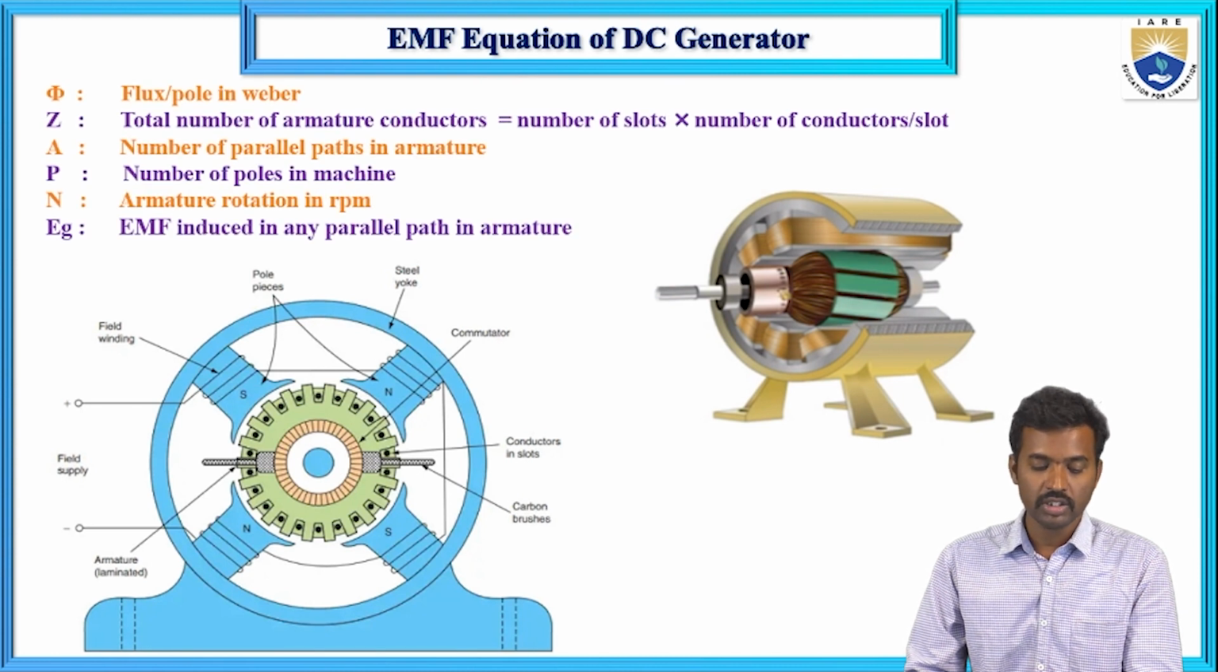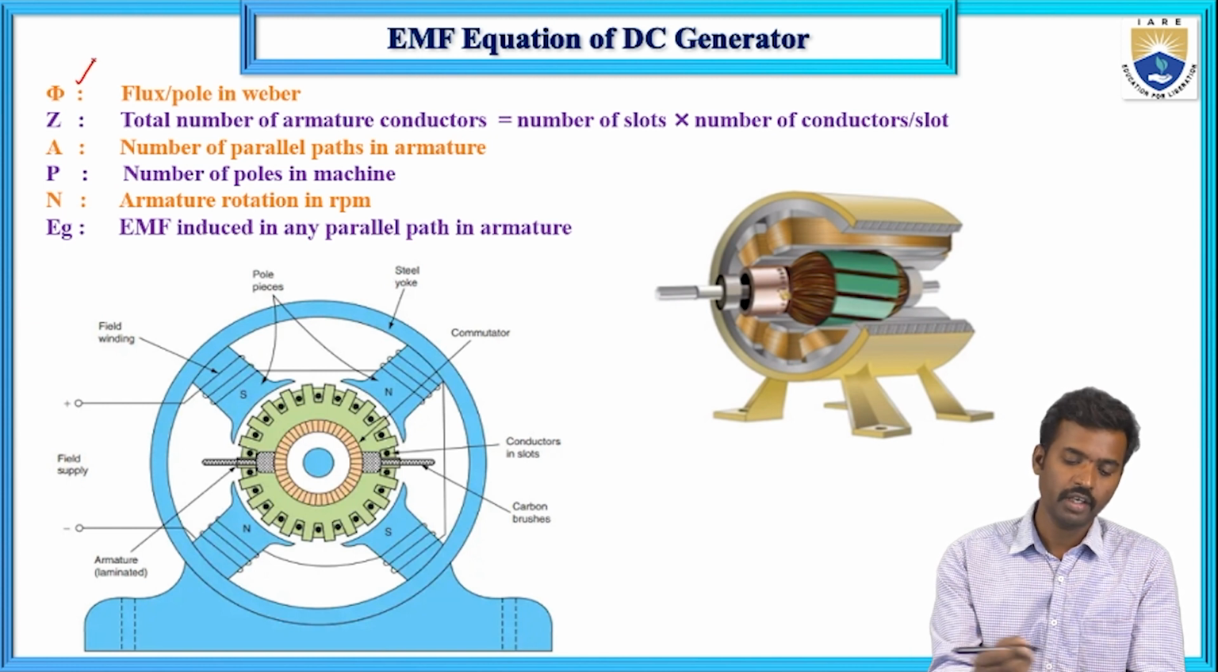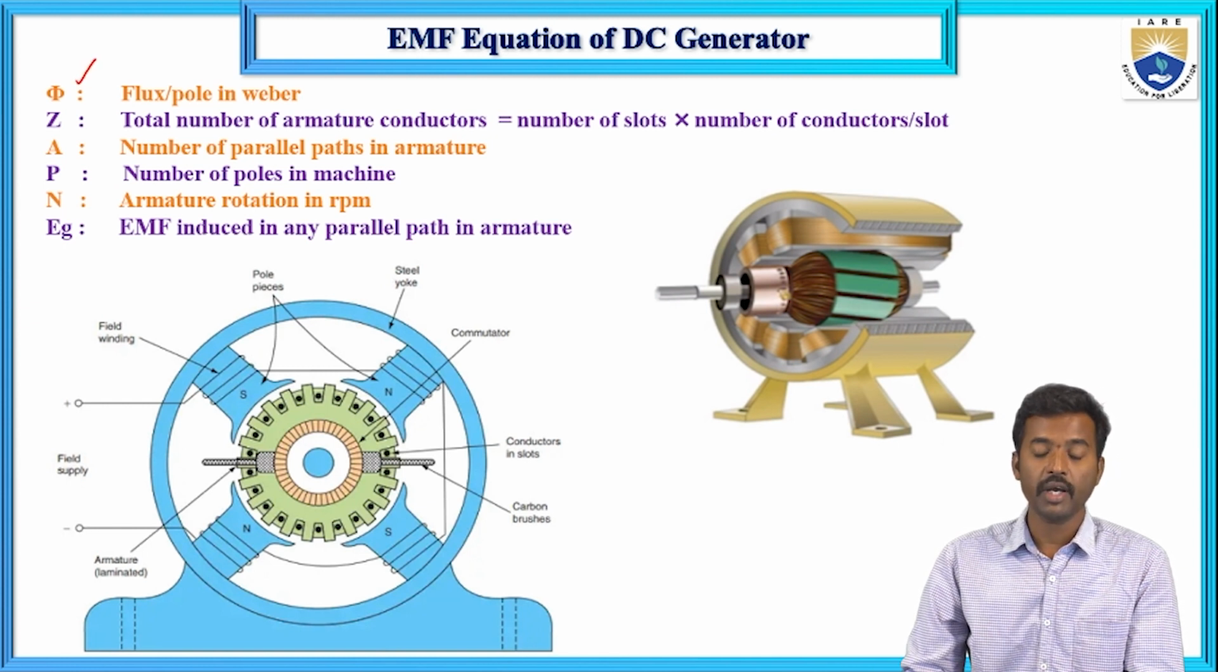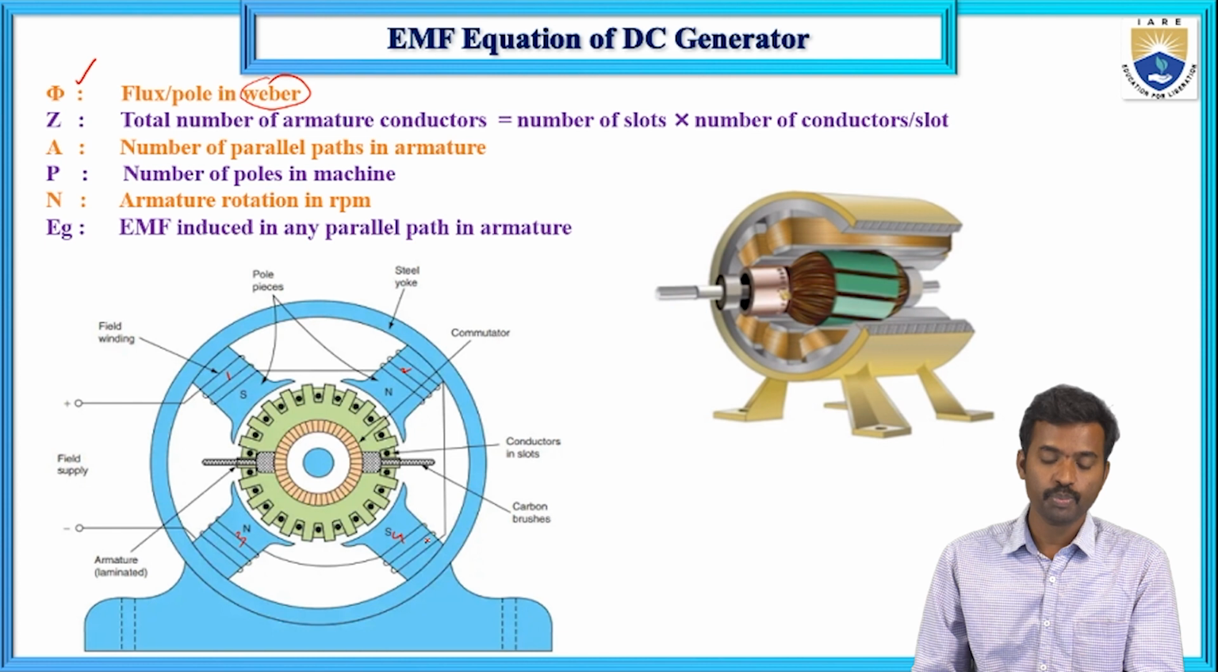Now in this, these are the terms. First, phi. What do you mean by phi? Phi means flux per pole. The flux units are Webers. Here we have the total number of poles, 1, 2, 3. Phi is the flux per pole, and Z is the number of armature conductors.